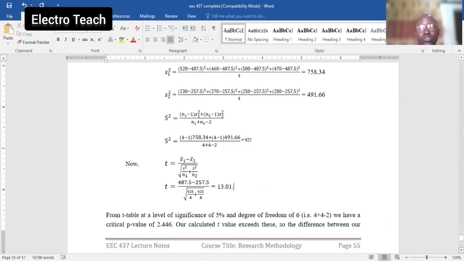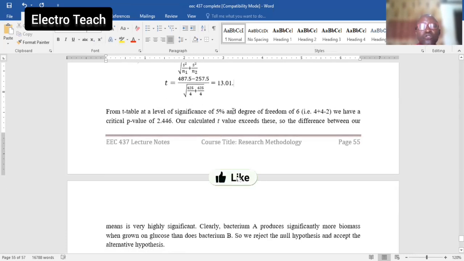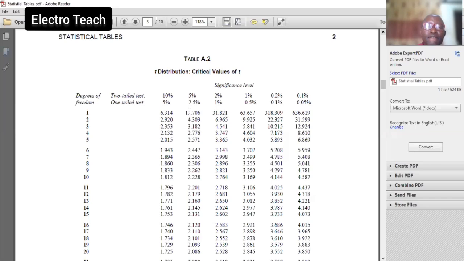Now, having got that, we need to check the t value on the table. So we want to use a 5% significance level, and then the degree of freedom is calculated as n1 plus n2 minus 2. If we go to the statistical table, then we can see what that is. Let's quickly check that on the statistical table. The statistical table is somewhere here. Okay, so we have the table here.